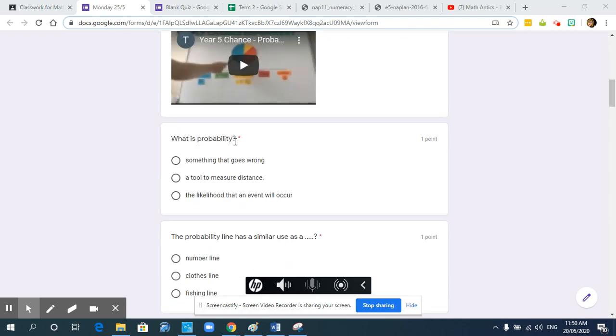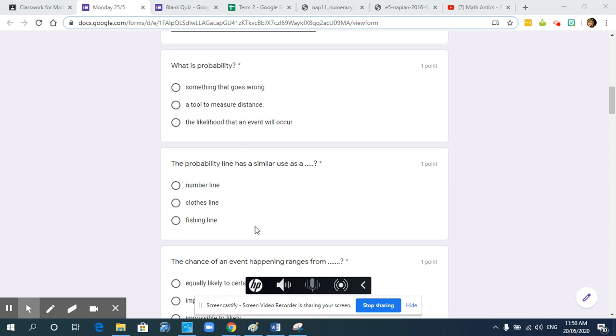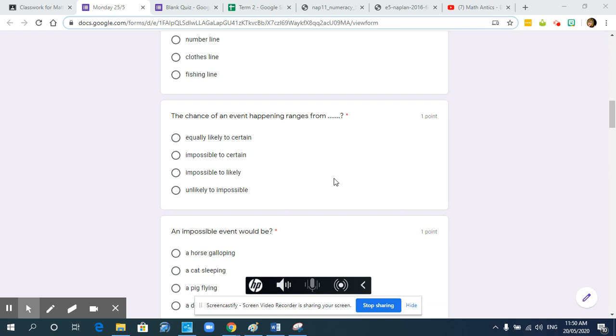What is probability? Something that goes wrong, a tool to measure distance, the likelihood that an event will occur. Multiple choice, choose one. The probability line has a similar use as a number line, clothesline, or fishing line. Multiple choice, choose one. The chance of an event happening ranges from equally likely to certain, impossible to certain, impossible to likely, unlikely to impossible. Remember, you can stop and start the video as often as you like to get the answers.